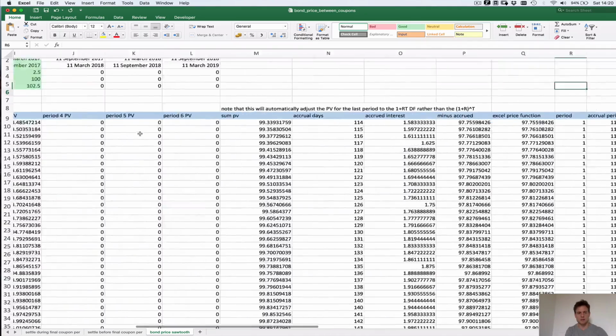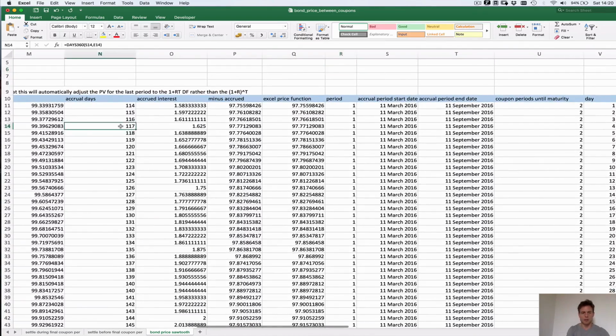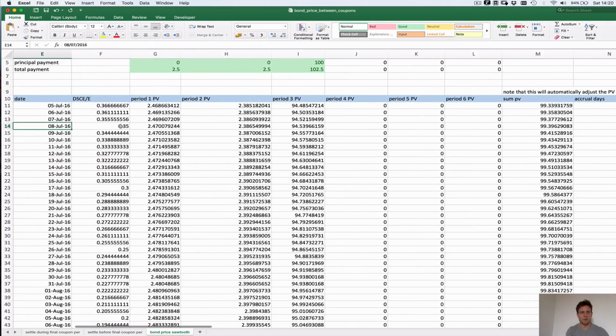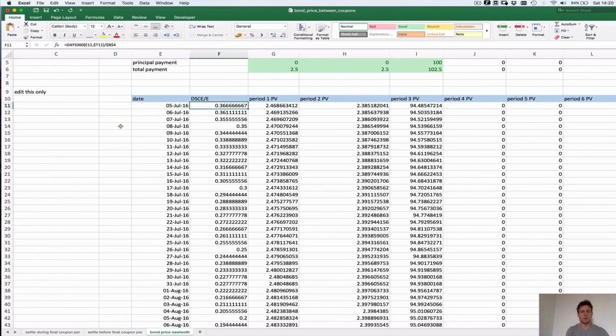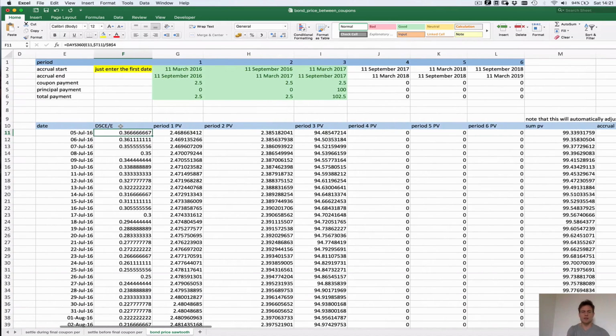So each row in this table corresponds to 1 day, advancing 1 day at a time, right? And it's the same calculation each day. And what I've done is I've basically broken down the formulas that we saw in the Excel formula into these different terms, okay? And I've taken each of the cash flows, so you can see these are the cash flows here.